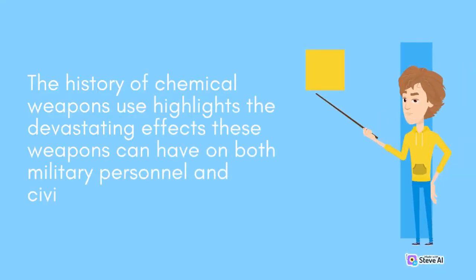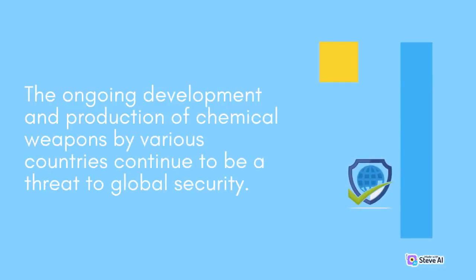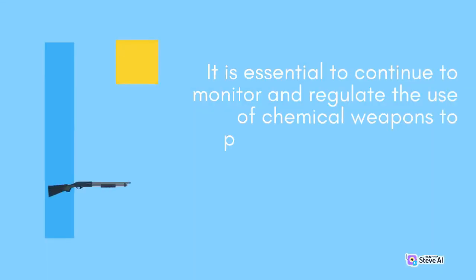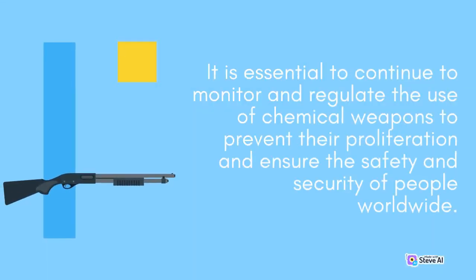The history of chemical weapons use highlights the devastating effects these weapons can have on both military personnel and civilians. The ongoing development and production of chemical weapons by various countries continue to be a threat to global security. It is essential to continue to monitor and regulate the use of chemical weapons to prevent their proliferation and ensure the safety and security of people worldwide.